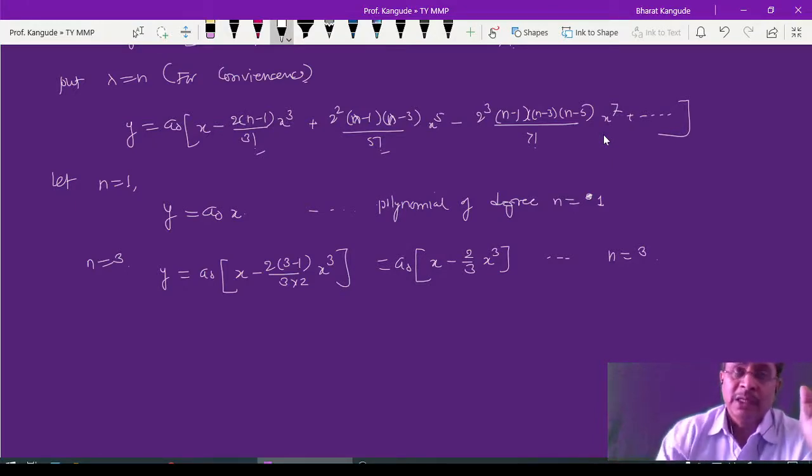Now here also we have to adjust this a0, but not in the same manner as we did for the Legendre polynomial. In Legendre polynomial, we put the condition that for x equal to 1, in every polynomial, y should be equal to 1. Using that condition, we adjusted a0, and then rewriting this a0 in each polynomial, we obtained Legendre polynomials of degree L equal to 0, 1, 2, 3, 4 and so on. All these polynomials we have already written in the table.